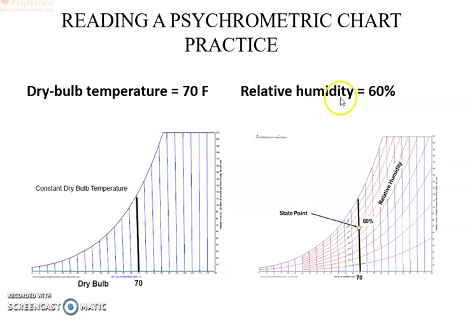Here the question is given the 60% relative humidity. This is the 70 on the horizontal axis, and these are the saturation curves, 60% where it is cutting. So this is the state point, the dry bulb 70 degrees and relative humidity 60%.